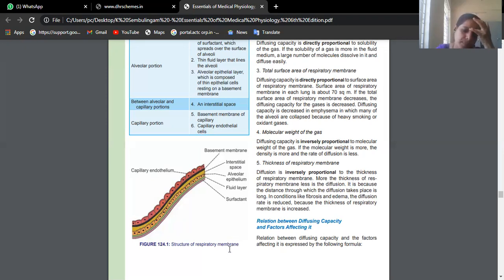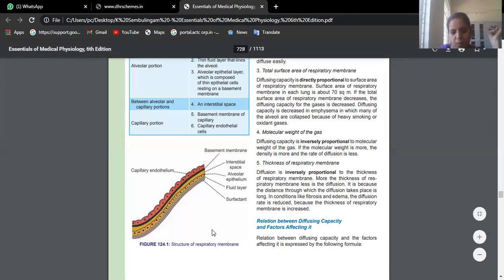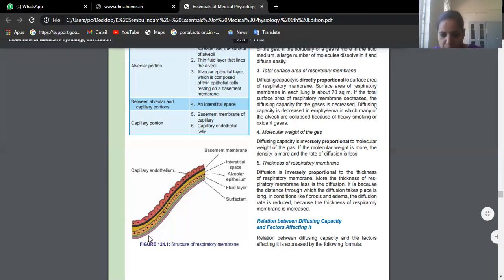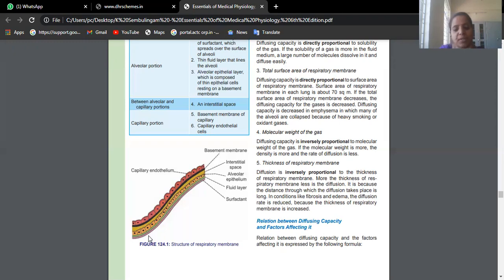Is it clear, Ritika? Yes, ma'am. Whatever oxygen is there in the alveoli should diffuse to the capillary, the arterial end of the capillary. Whatever carbon dioxide is there in the venous end of the capillary diffuses back to the alveoli for the purpose of expiration. So this thin membrane, which has only basement membrane and endothelial cells, will facilitate exchange of gases. It is designed in such a way that it allows easy exchange of gases.